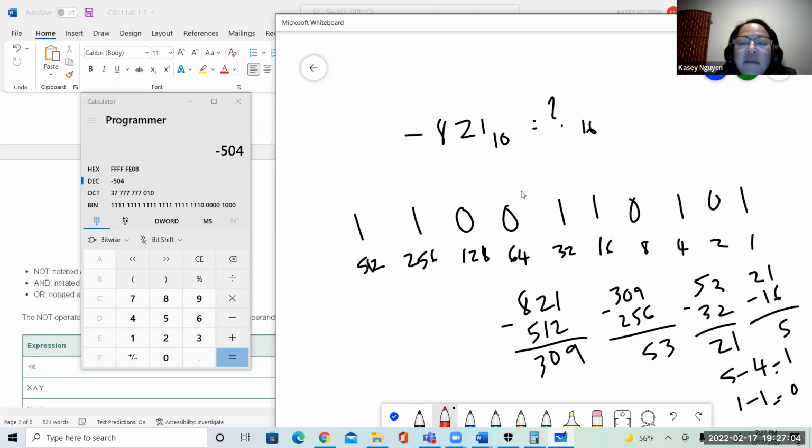Then the next step is you are going to chunk it, and you will need to start from the right to 4 bits because 4 bits represent hex. And then if there's less than 4, you fill in the 0 in the front.